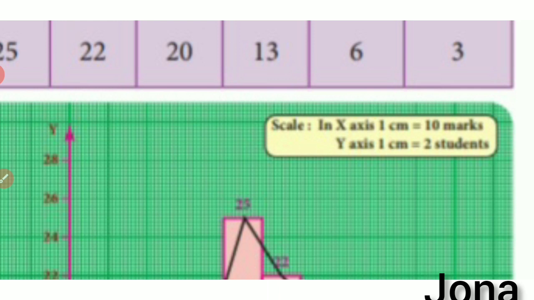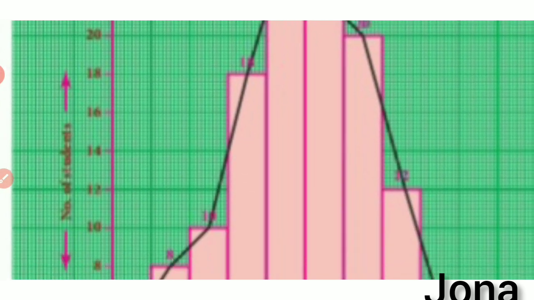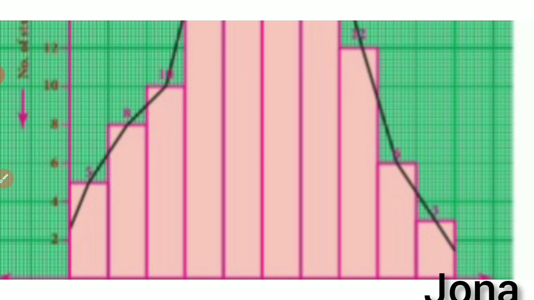On the y-axis, I want to take 1 centimeter equal to 2 students, because the values go up to 25 and it is too long otherwise. So I want to keep 1 centimeter equal to 2 students. That is very, very important. That scale and axis you have to write first, and then we mark the axes on the graph sheet. Draw the first quadrant alone. That first quadrant alone we drew like this.